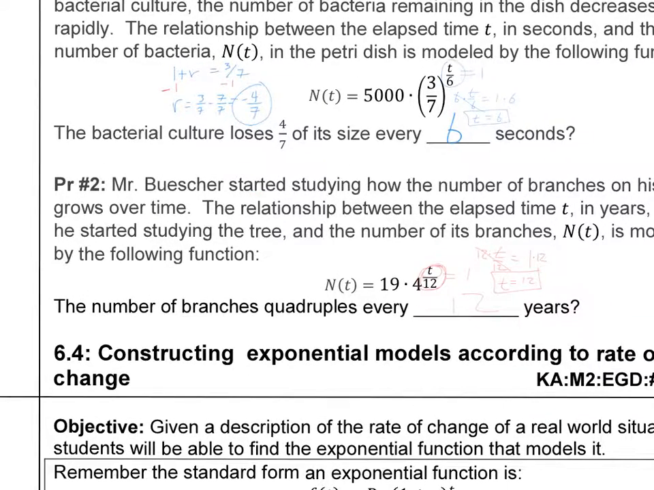So again, we get this long word problem. We think it looks really hard, but really all we got to do is see, well, what would I have to plug in for t to make this exponent 1? That's all they're really asking.